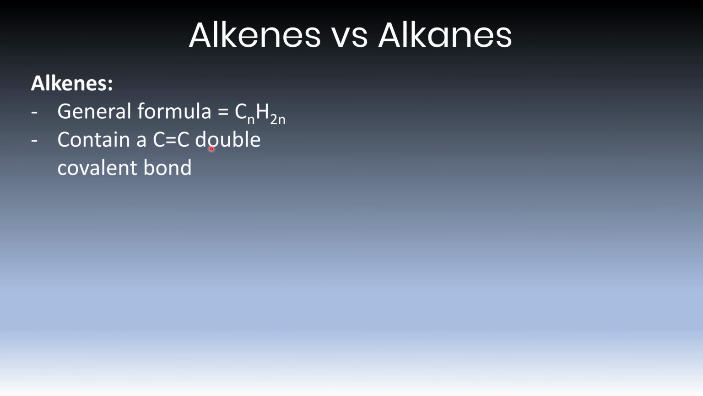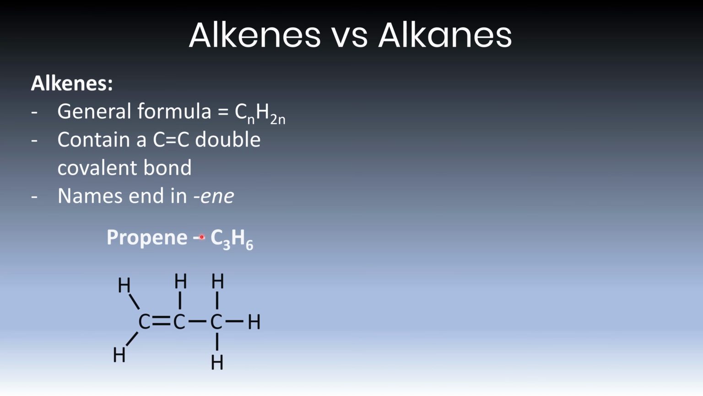So now we've had a little look at alkenes, let's just summarise them versus alkanes. An alkene will always abide by the general formula of CnH2n. It will contain a CC double covalent bond, just one of them at GCSE typically. And its name will end in ene, an example being propene.